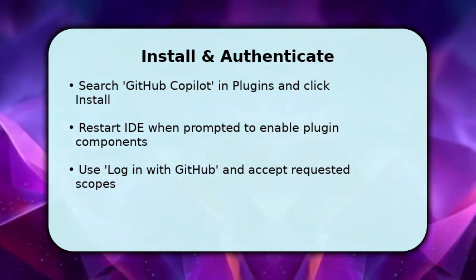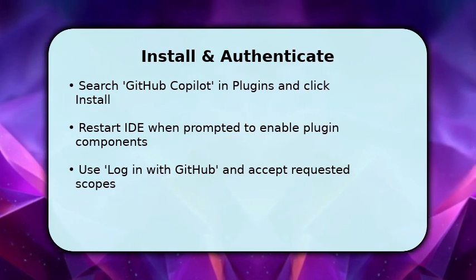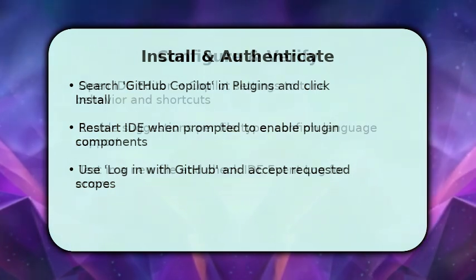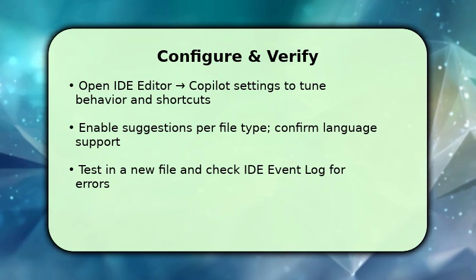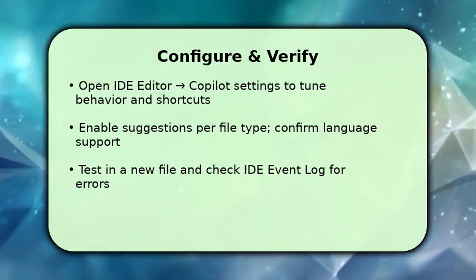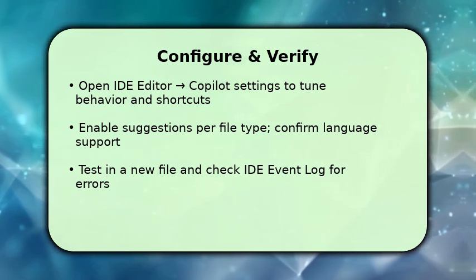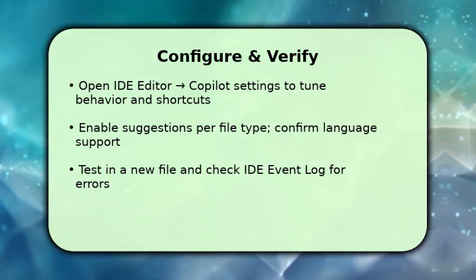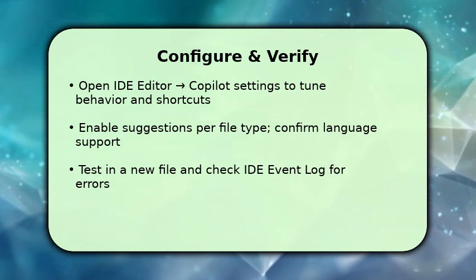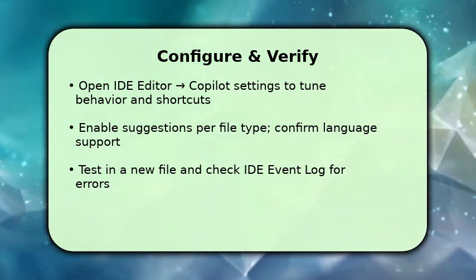You finish by configuring Copilot and verifying it works in your projects. Open Editor > GitHub Copilot settings to adjust suggestion frequency, inline hints, and keyboard shortcuts so suggestions match your workflow. Enable the file types and languages you use, otherwise suggestions may be suppressed.